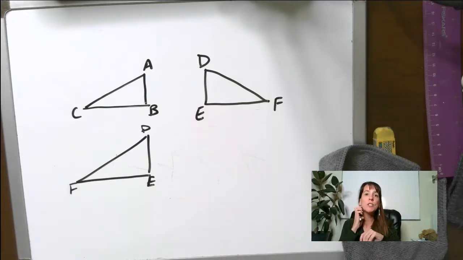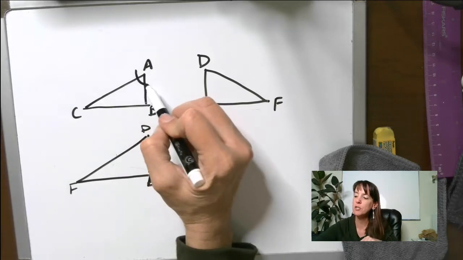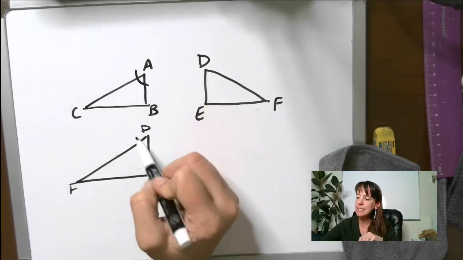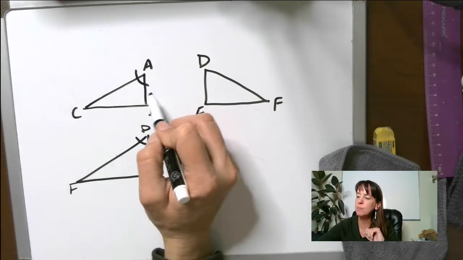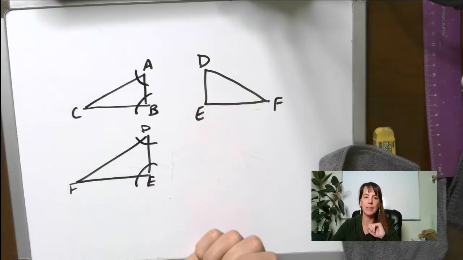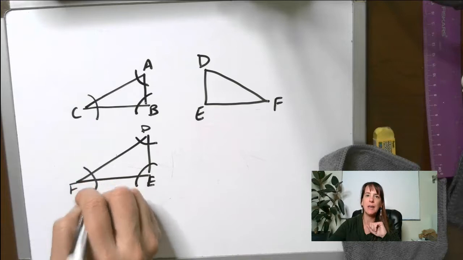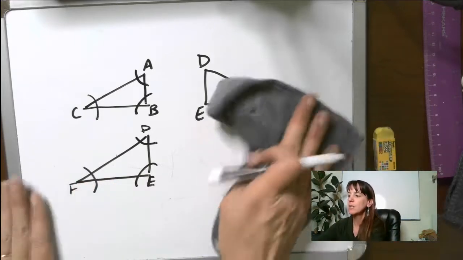So when I ask about corresponding angles, which angle corresponds to A? That's going to be D right here. Which corresponds to B? That's going to be E right here. Which corresponds to C? It's going to be F. It's the ones that match up on either side.